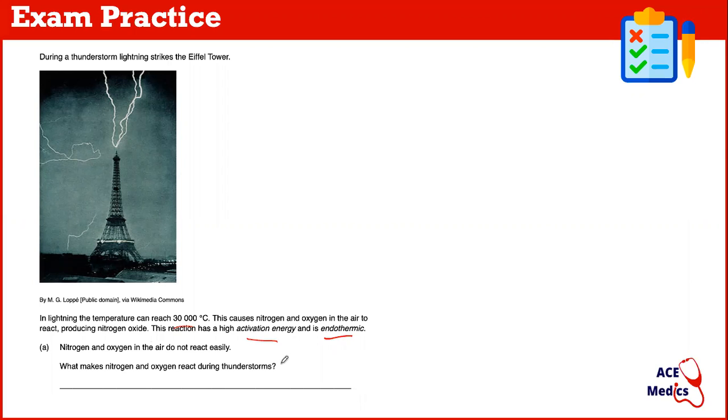What do we think? Because when you think about it, normally without the lightning, the nitrogen and oxygen don't react together. So what is happening in the lightning that is providing this energy? Okay, I want you guys to expand a bit.